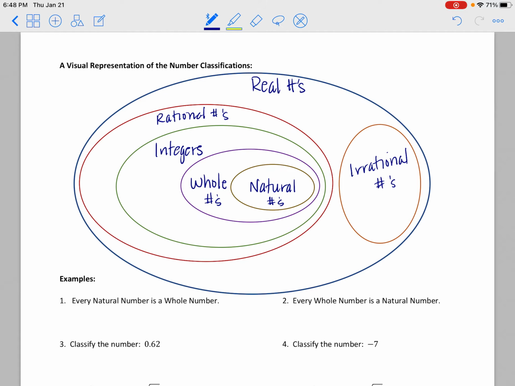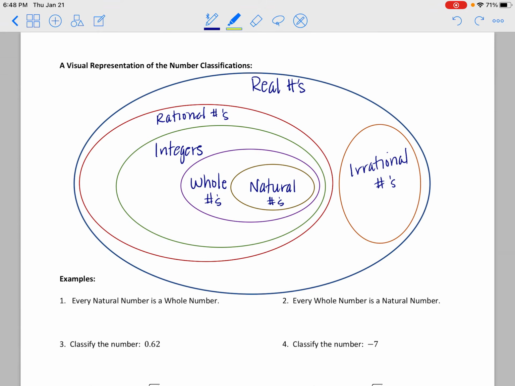Like, natural numbers are a subgroup of the whole numbers. So you see how this natural circle is completely inside the whole number circle? It's because all natural numbers are whole numbers. And they are also all integers, right? And all whole numbers are integers, and all of them are part of the rational group. These circles are fully enveloped because all of those numbers belong to that larger group, okay? So that sort of works outward here.